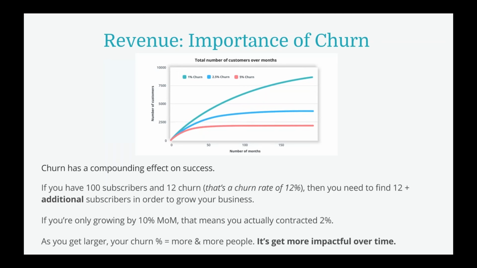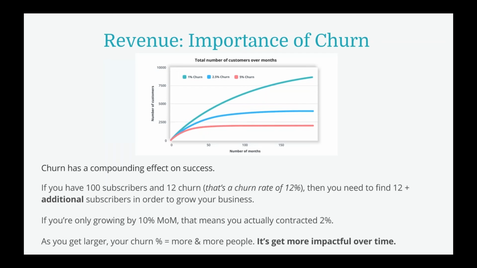You can see there are 3 lines, a green one, a blue one, and a red one. We have 1% churn, 2.5% churn, and 5% churn. That's all very, very low, and we'll get to good rates shortly. But you can see how it has a compounding effect over time on this business.